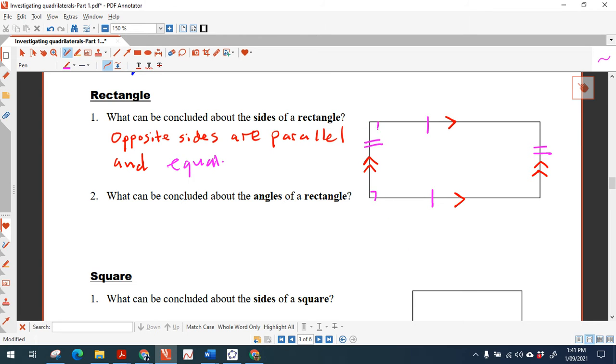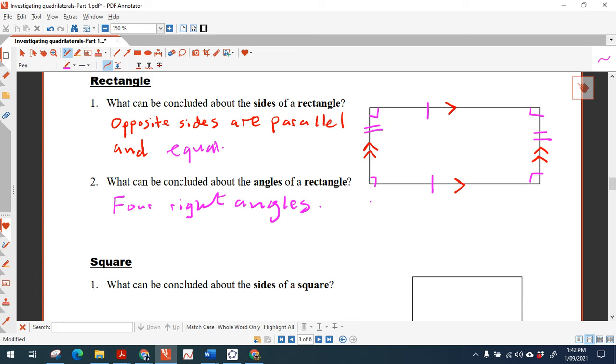Right angle symbol there, right angle there, right angle there, right angle there. So I'm going to write down 4 right angles for the angles.